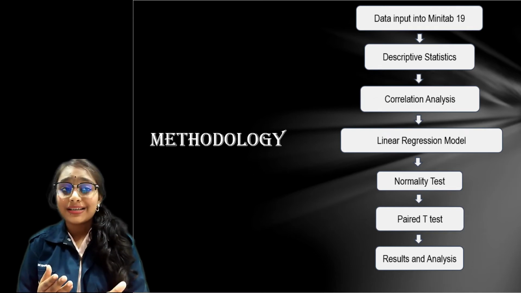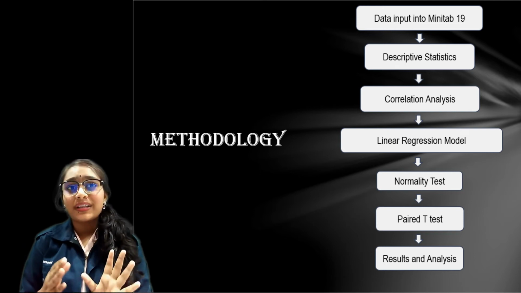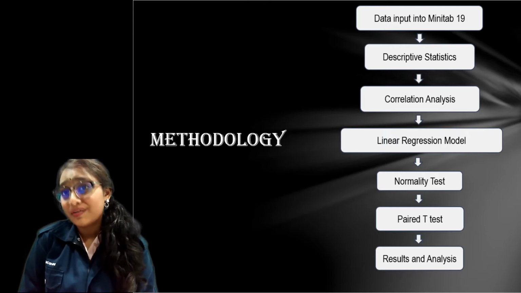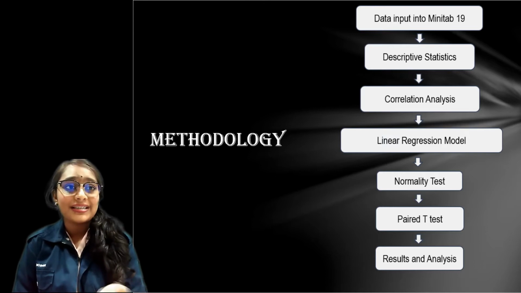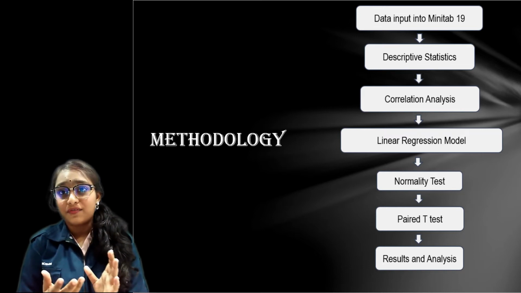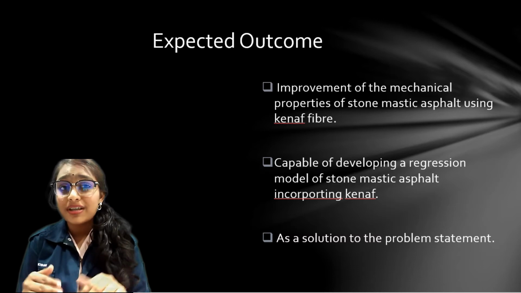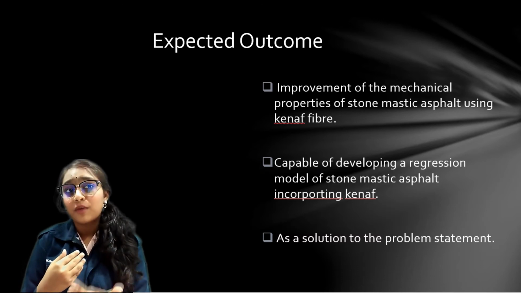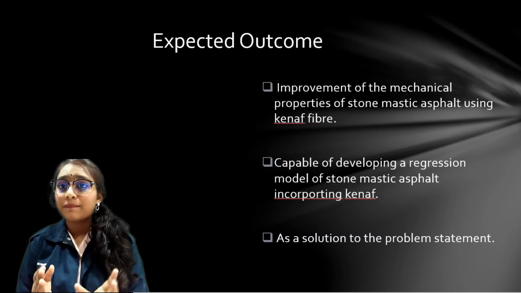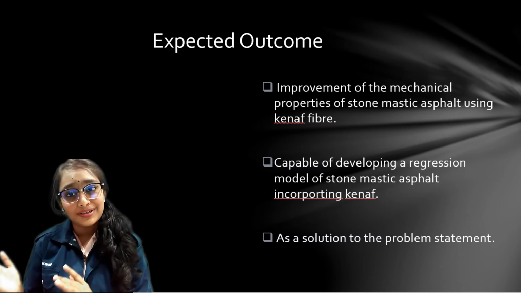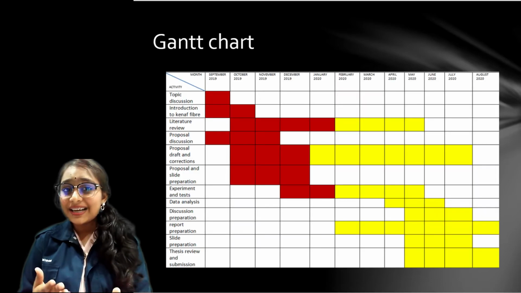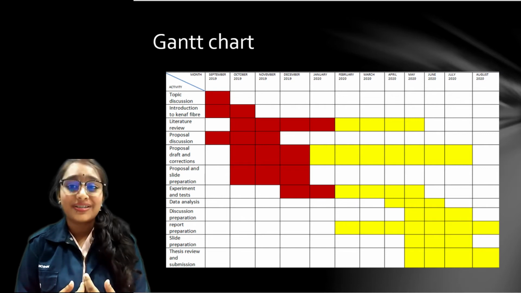Then the normality test is done to determine whether the assumption of normality of the sample is valid so that the test will be reliable. Finally, the paired t-test analysis is done to determine if there is a significant population mean difference. The expected outcome from this research is to develop a regression model of stone mastic asphalt incorporating knaf fiber, to also improve the mechanical properties of stone mastic asphalt and to act as a solution to the problem statement. This is the Gantt chart of my progress throughout my research study.